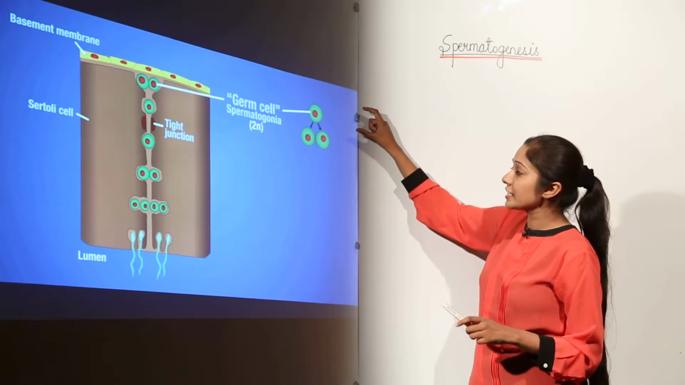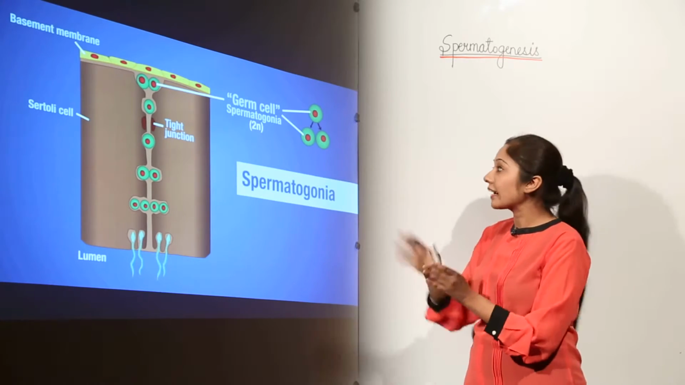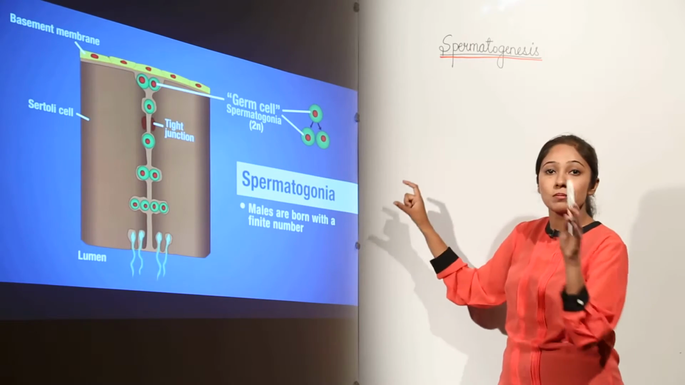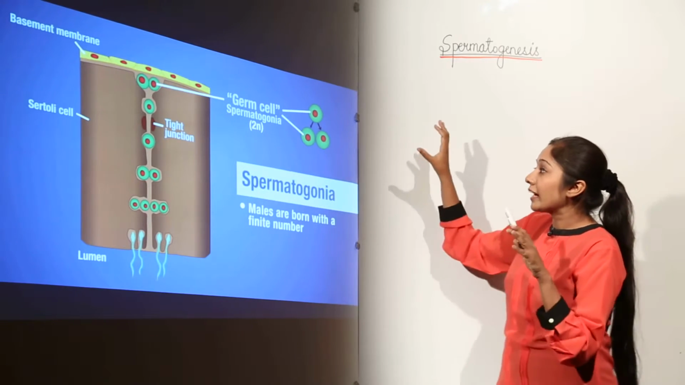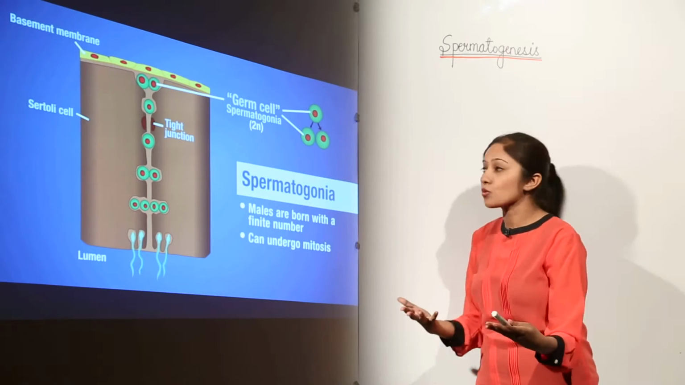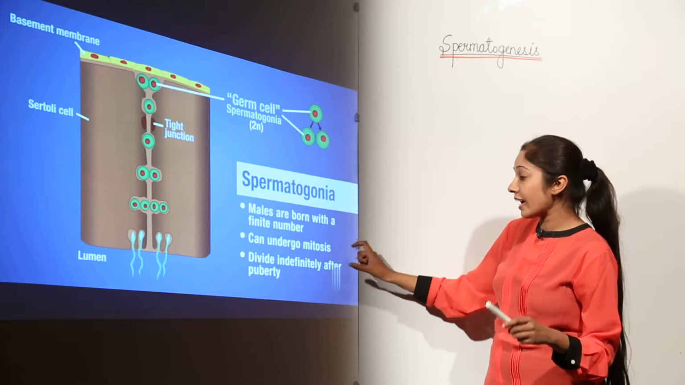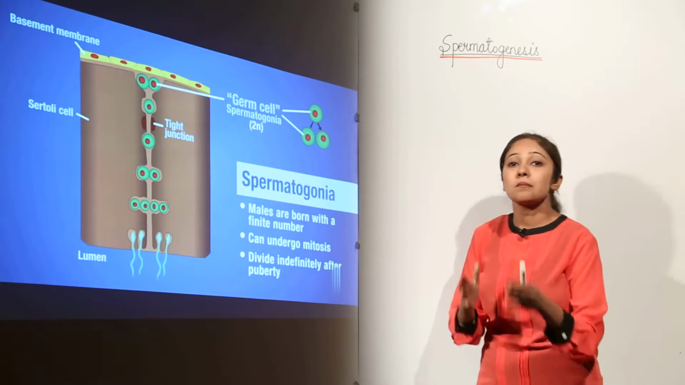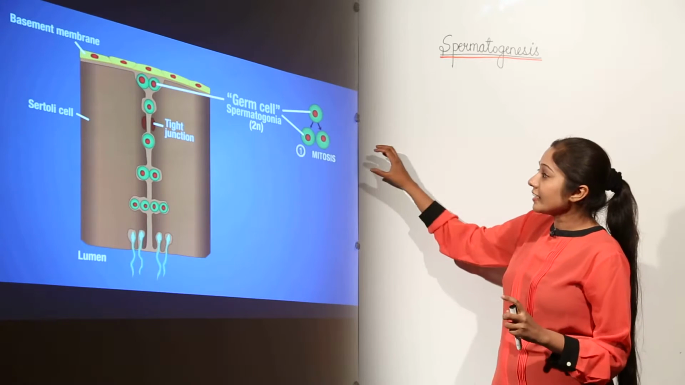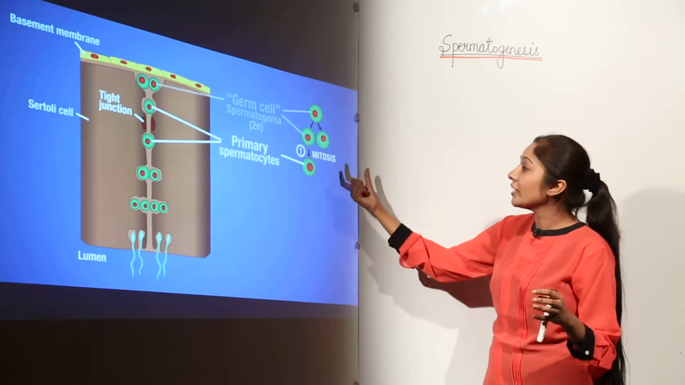So we have germ cell spermatogonia that is diploid, means it has double the number of chromosomes that is there in the normal cells. So males are born with a finite number of spermatogonia, but after the mitotic divisions we can have an infinite number of sperms, spermatozoa. Okay, so spermatogonia undergo mitosis and divide indefinitely after the male reaches puberty, that is sexual maturity. After this, you can see that we have mitosis, and this mitosis is an equational division, so it is also going to have what?